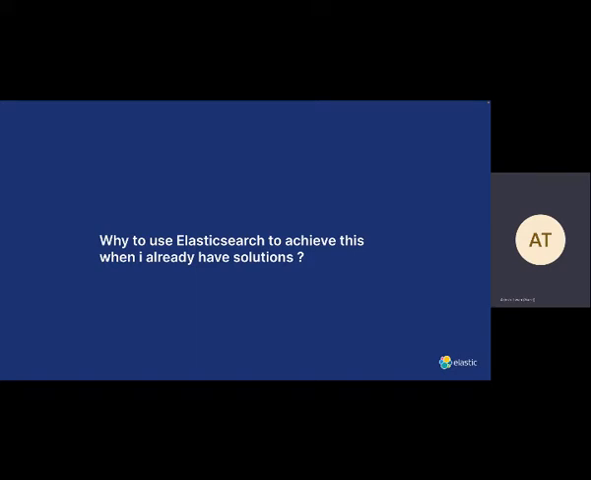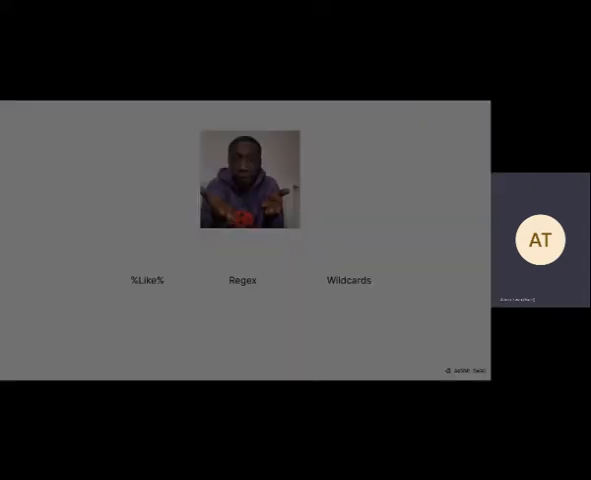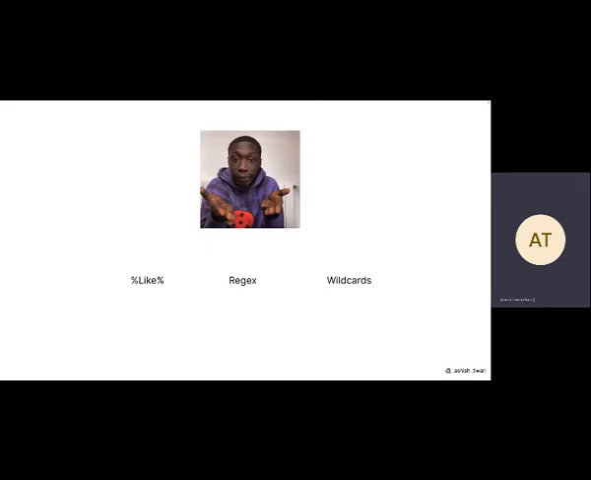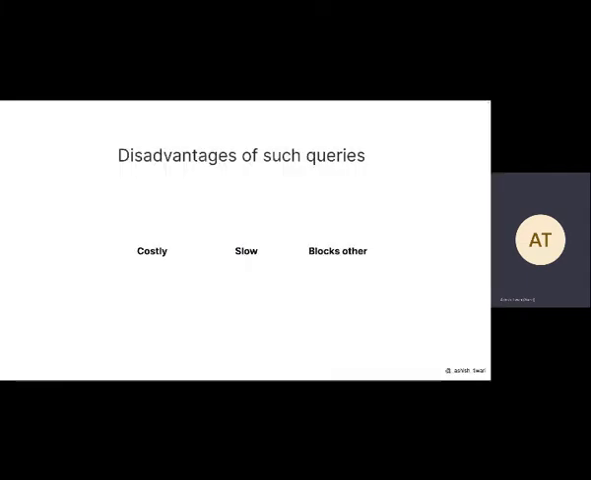But it has a disadvantage, because it is very costly, and it's not very fast. These kinds of queries, regex and wildcards, will get slow, and sometimes they can block other queries in the database as well. So it could be risky, right? And that's why Elasticsearch comes into the picture.